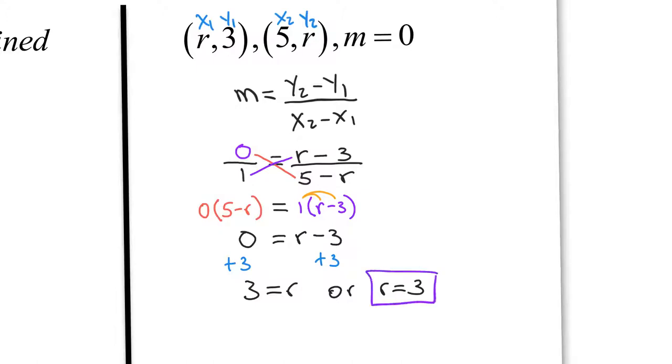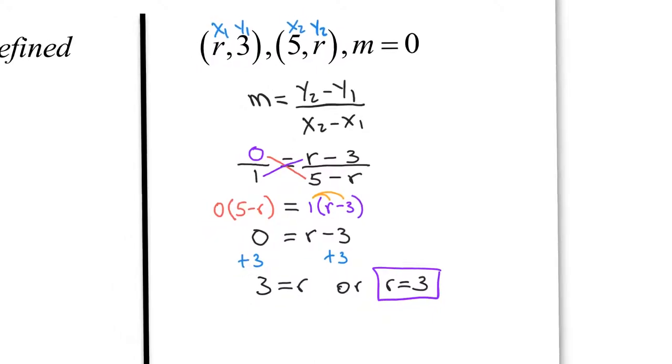So this number here, r equals 3, is the number that actually works for this example or problem. This r has to be 3. This r has to be 3 as well, because that's the value that we found. Once you put 3 here and 3 here, the slope m is going to equal 0. So it's going to work. You have to be careful with the undefined slope and the slope of 0.